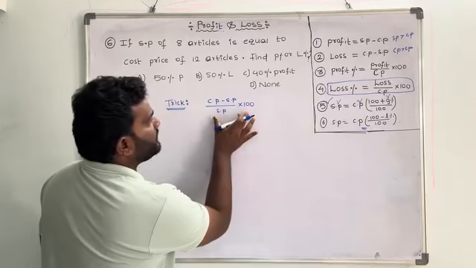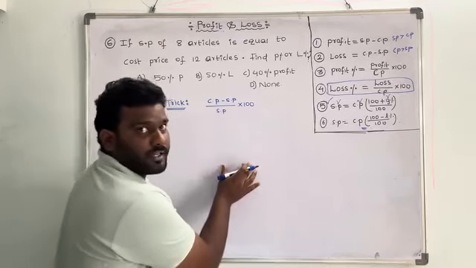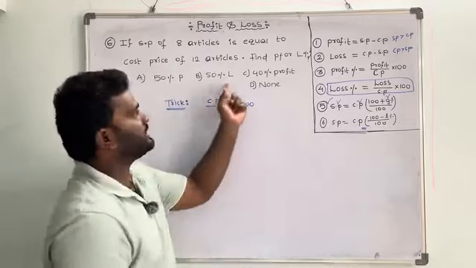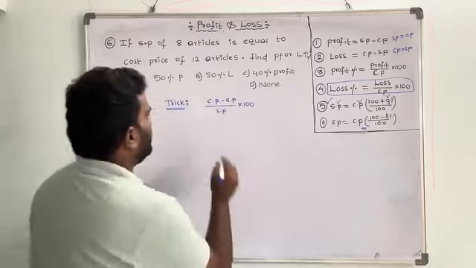If the result of this formula is a positive number, then that is profit. If it is a negative number, then that is loss. I'll tell you how.